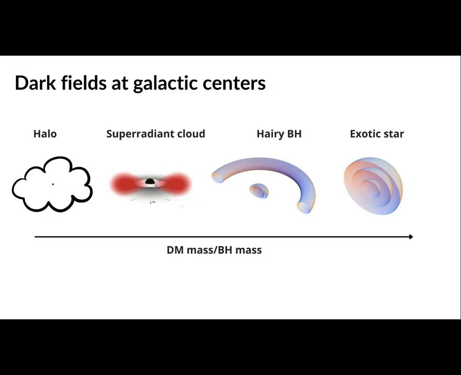And finally, there is a last limiting case that is at the extreme, in which the cloud of the dark matter field is so massive that the black hole is not there anymore, and the compact structure that is located at the center of a galaxy is completely replaced by a collapsed structure made of this extra field. This is one of the objects that are known as exotic stars.